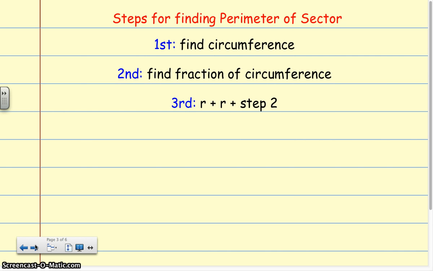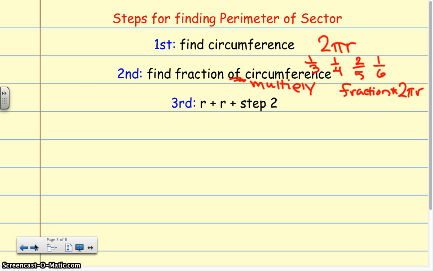Okay, so our steps for finding perimeter of a sector. The first thing I want to do is find my circumference. Remember, circumference is 2 pi r. Secondly, I'm going to find a fraction of the circumference. I'm talking about 1/3 of it, 1/4 of it, 2/5 of it, 1/6 of it. When we say fraction of, that means multiply. So what I'm really doing is some kind of fraction times my 2 pi r. That's the formula that I'm really working with there.